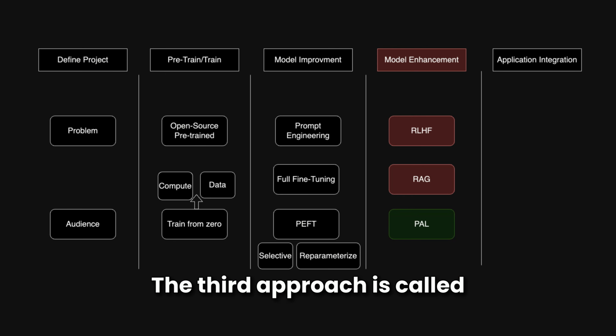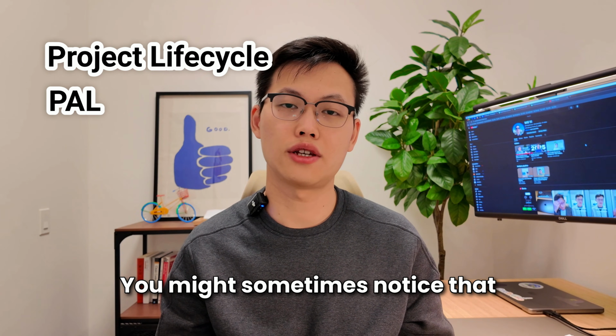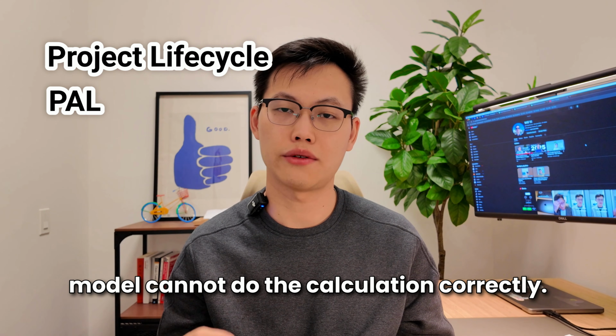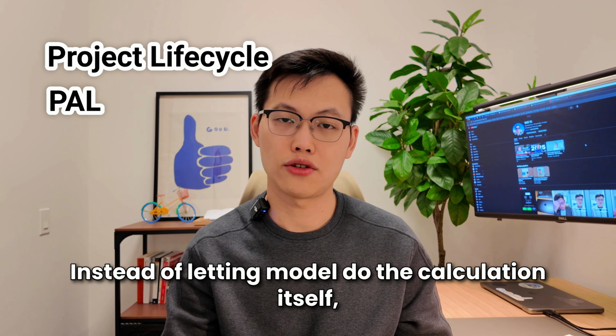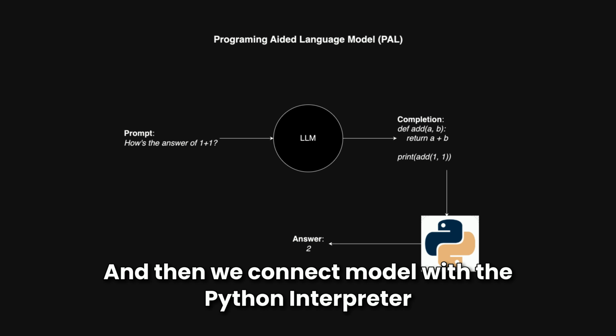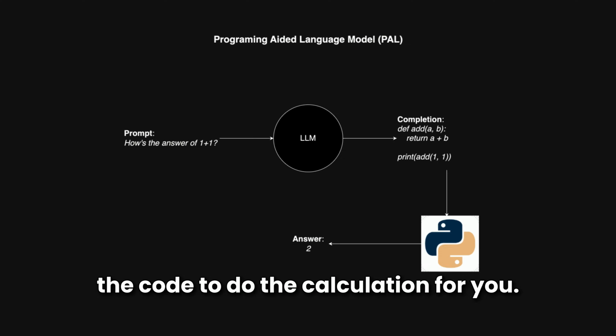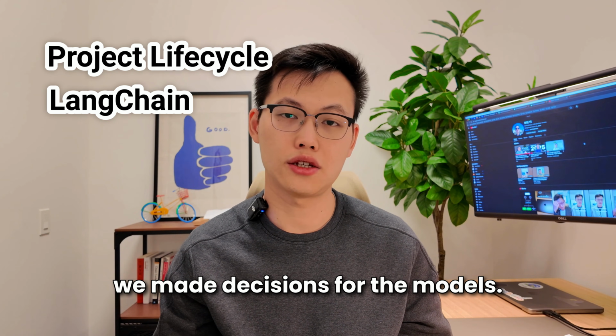The third approach is called Programming Aided Language Model, or PAL. You might sometimes notice that the model cannot do calculations correctly. Instead of letting the model do the calculation itself, we let the model generate Python code based on the task. Then we connect the model with the Python interpreter, and we let the Python interpreter run the code to do the calculation for you.